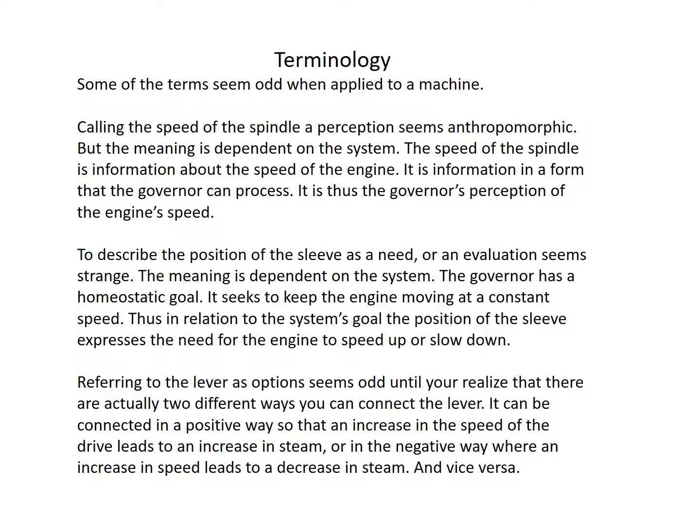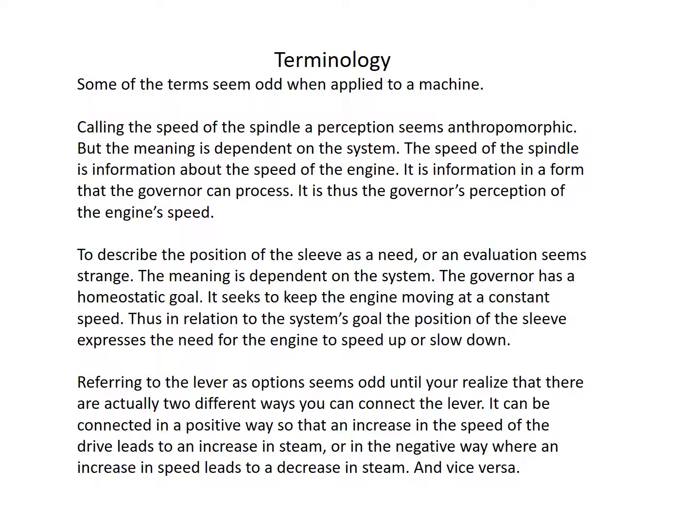Some of the terms seem odd when applied to a machine. Calling the speed of the spindle a perception seems anthropomorphic, but the meaning is dependent on the system. The speed of the spindle is information about the speed of the engine. It is information in a form that the governor can process. It is thus the governor's perception of the engine's speed.